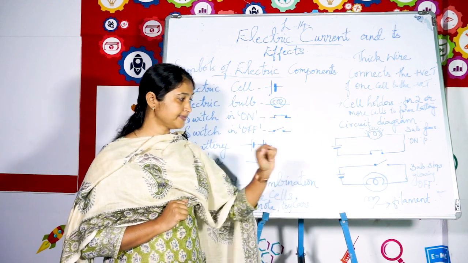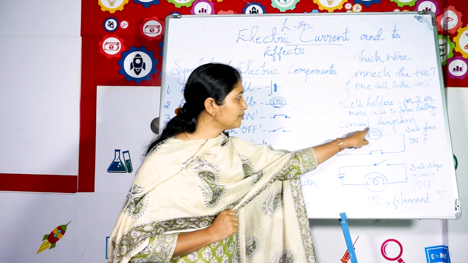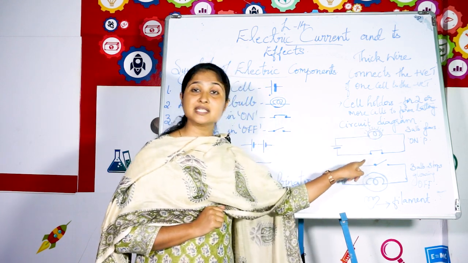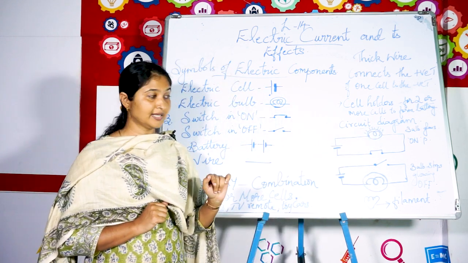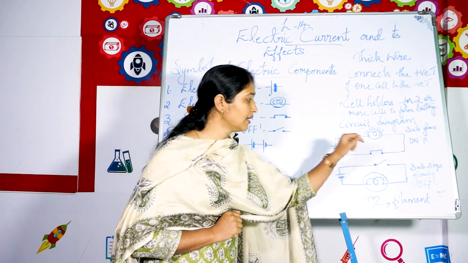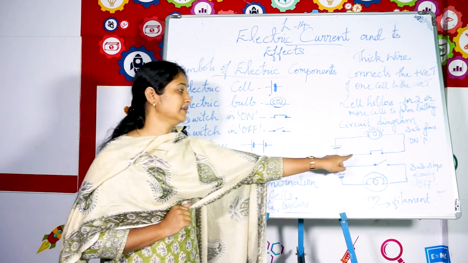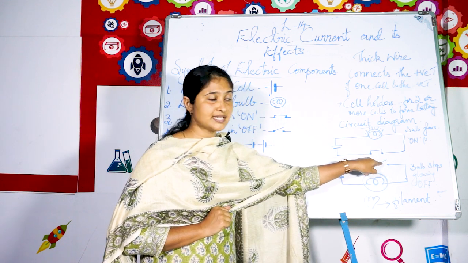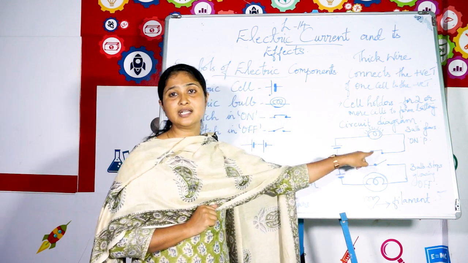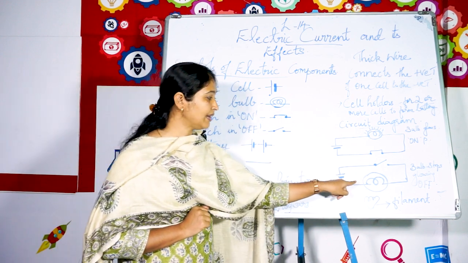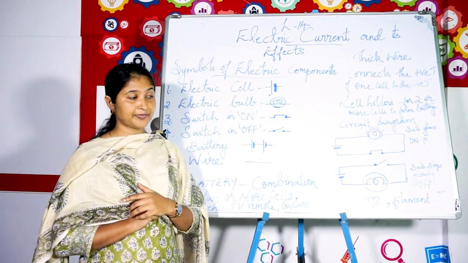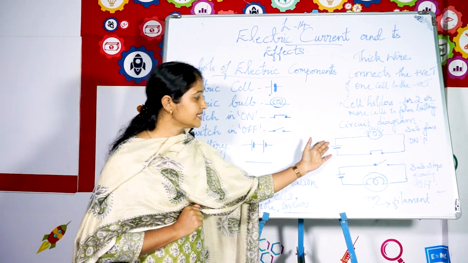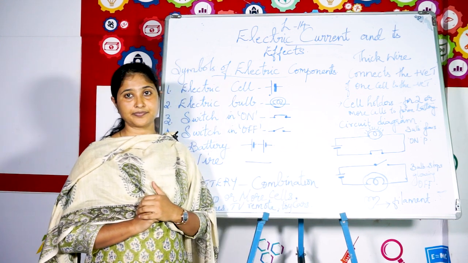Now the next one. Here, see, I have not put any rays over here. That means the bulb is not glowing. That means the switch is in the off position. This line is not connecting these two points. So the switch is in the off position and the bulb is not glowing. Okay, so now this is the circuit diagram.